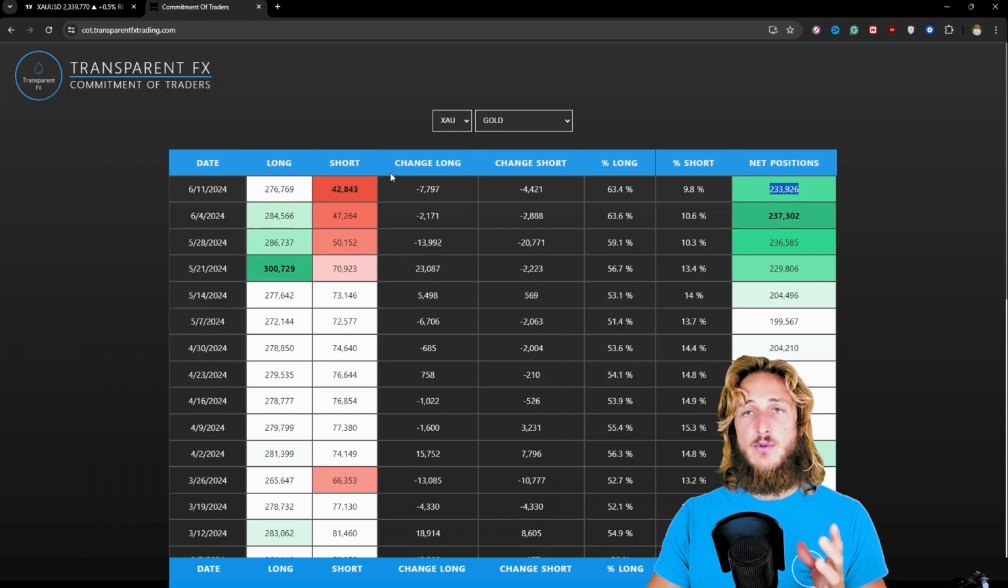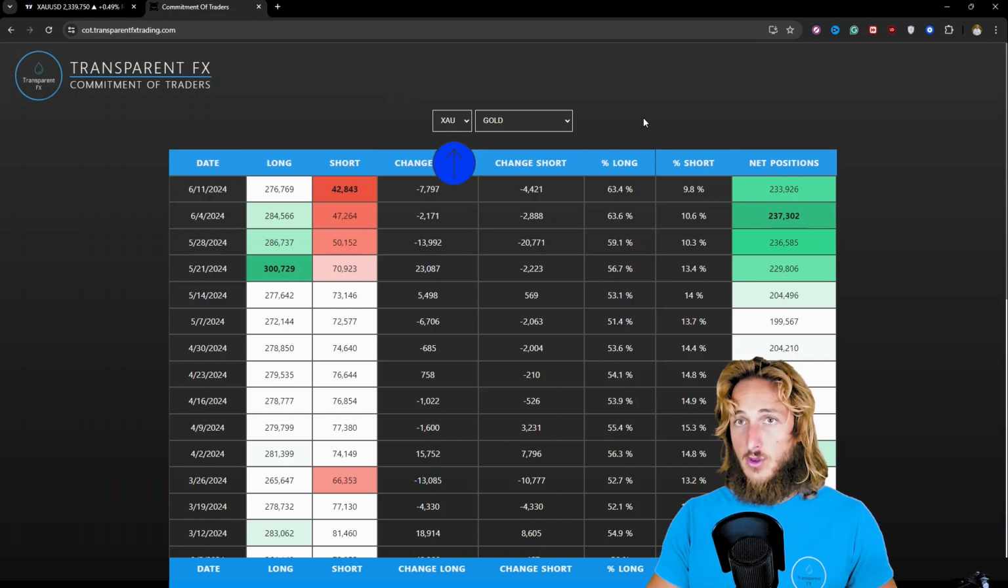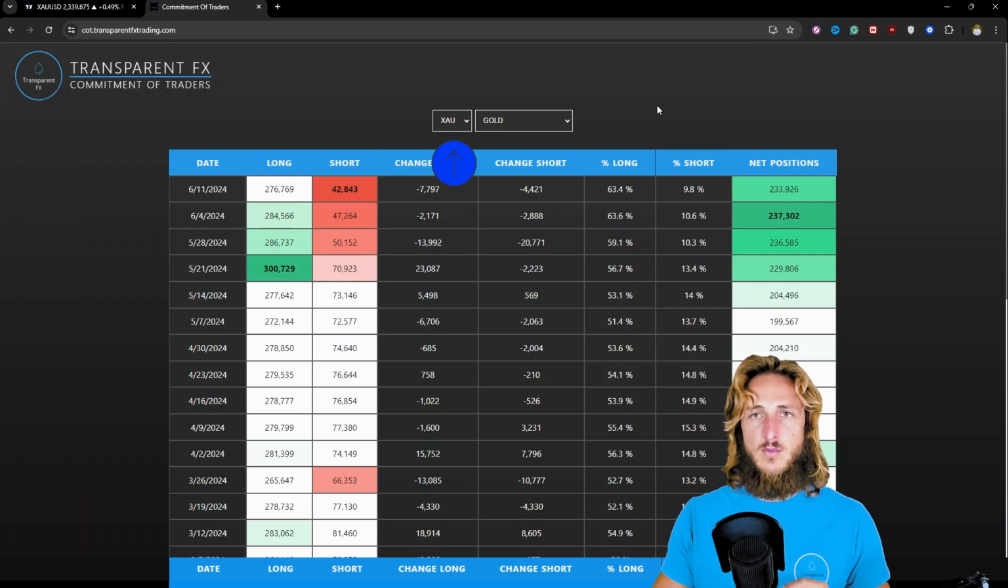And we can see in fact how now they have reached 276.7k longs compared to only 42.8k shorts, therefore making gold quite strong from an institutional perspective. So all this longing is contributing to the increased strength of gold. So let's keep that in mind and move back to the chart.